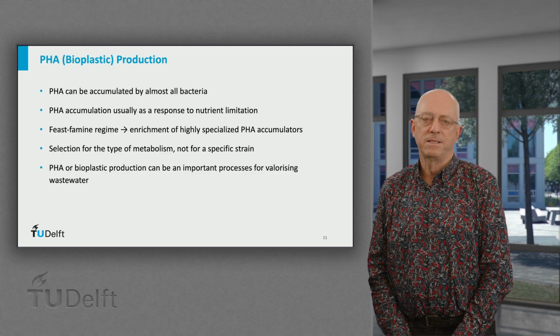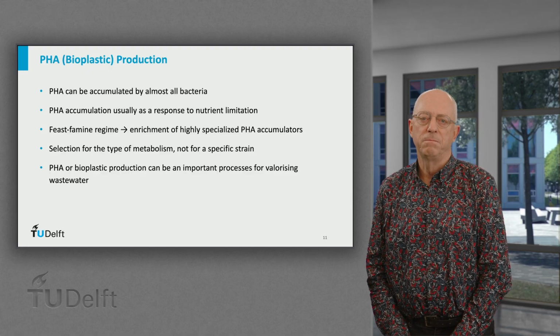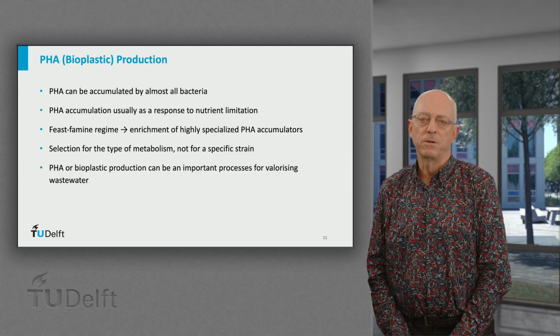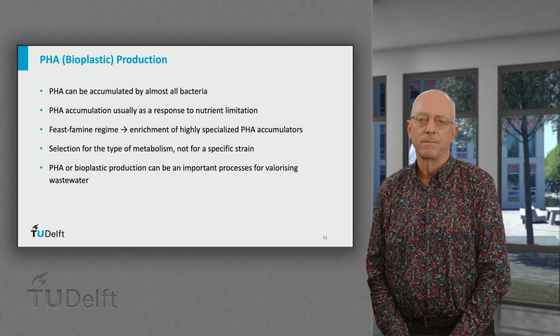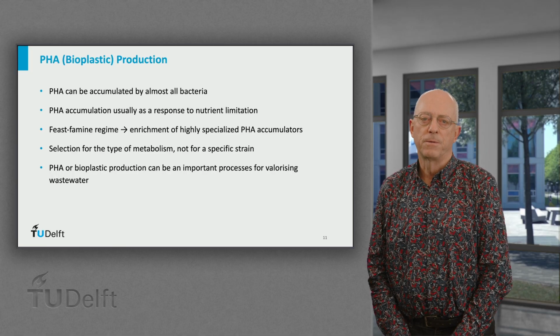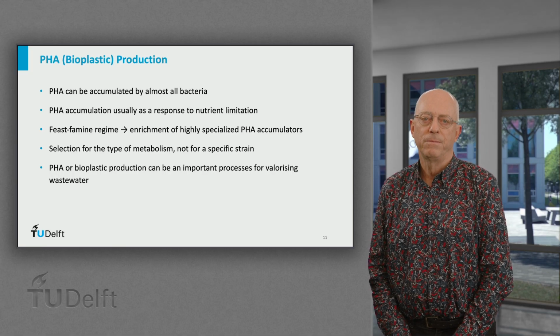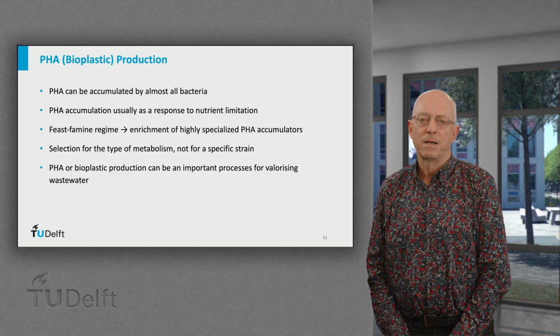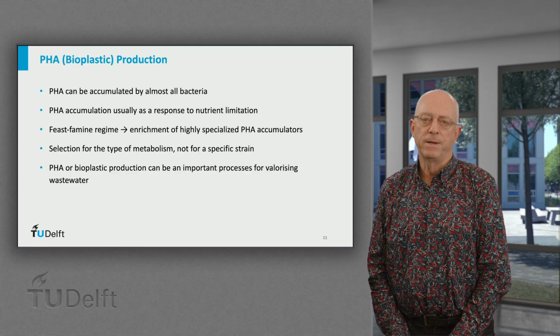By applying these selection principles, we can enrich highly efficient PHA-accumulating bacteria. It's important to note that we are not selecting a specific species, but rather a metabolic strategy, the ability to convert organic carbon into PHA. And since this metabolism is similar across many bacterial groups, the process design focuses on metabolic function, not taxonomy. In short, microbial PHA production turns waste carbon into biodegradable plastics, creating a sustainable and circular bioprocess that can help replace fossil-based plastics in the future.